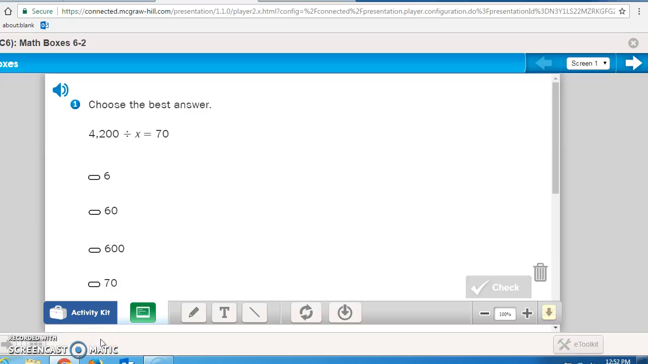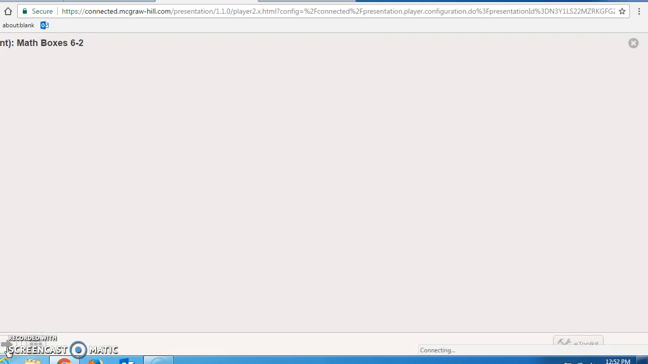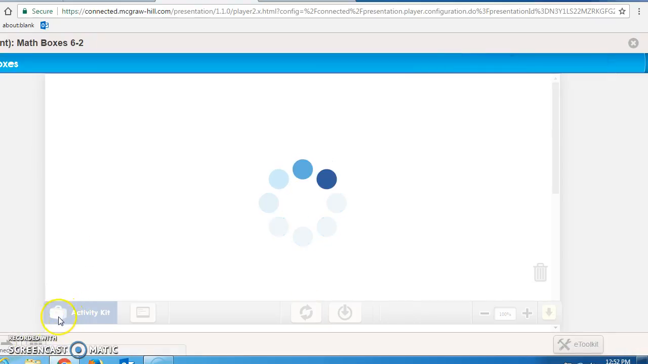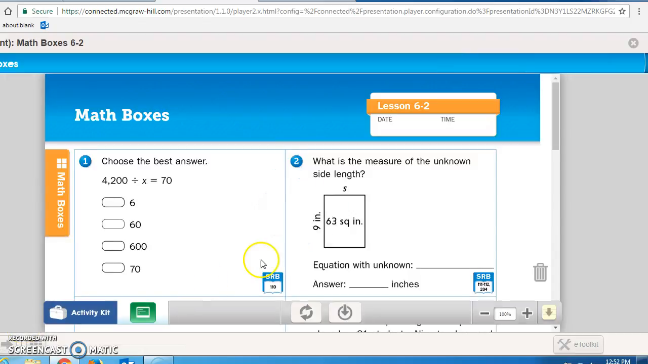4,200 divided by what equals 70? So remember, you can reverse this and ask 70 times what equals 4,200. Pause the recording now and finish Math Box 1. Once you've completed Math Box 1, I want you to go ahead and move on to Math Box 2.